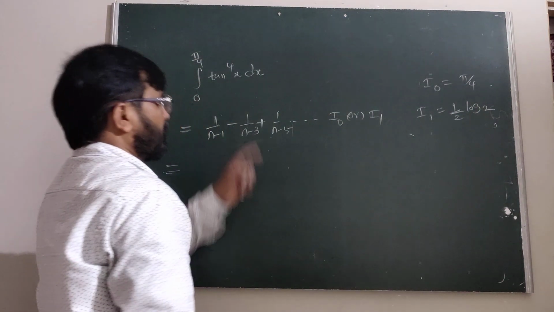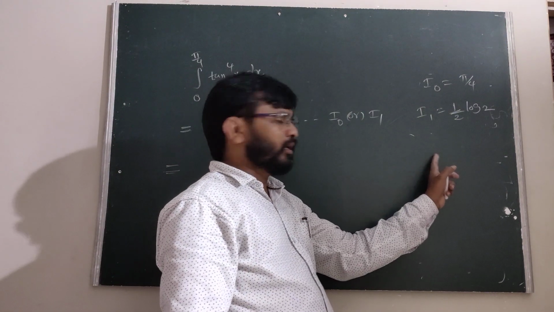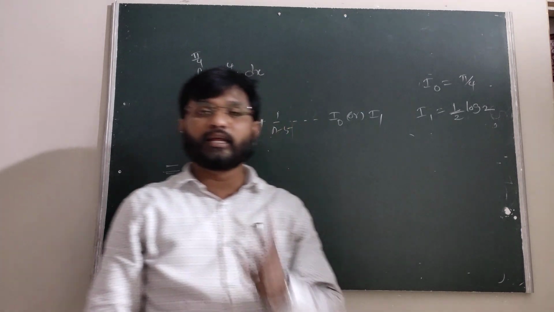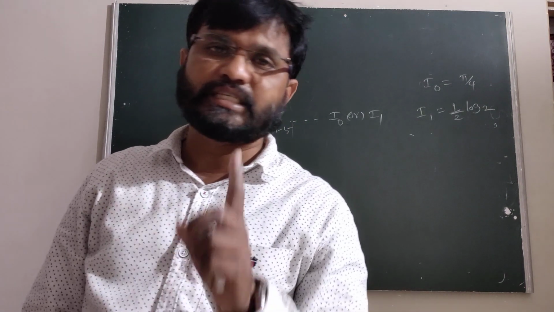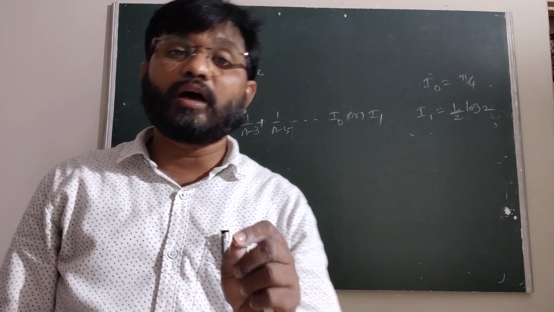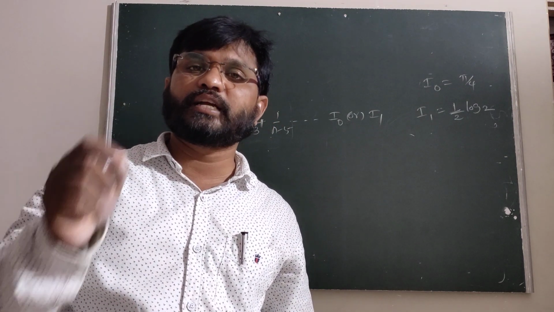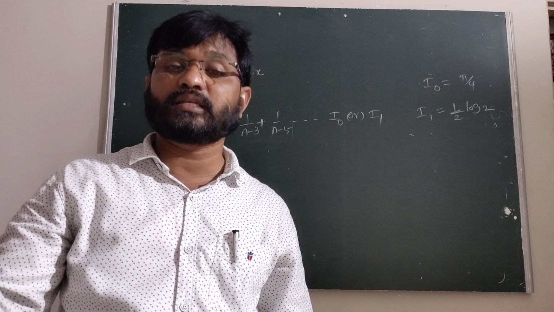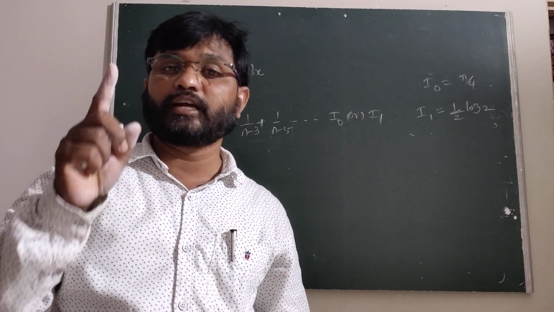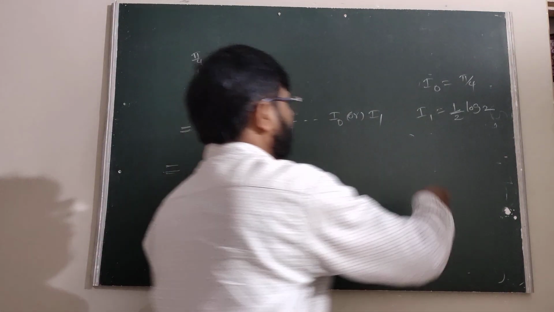This is I0. I0 means tan power 0 is 1, dx. Integral of 1 dx is x. Apply the limits 0 to pi by 4: pi by 4 minus 0. The integral of I1 is the integral of tan x dx. Integral of tan x is log mod of secant x. We apply the limits 0 to pi by 4: log secant pi by 4 minus log secant 0. Secant 0 is 1. Log 1 is 0. Secant pi by 4 is root 2. Root 2 is 2 power 1 by 2. That is 1 by 2 log 2.